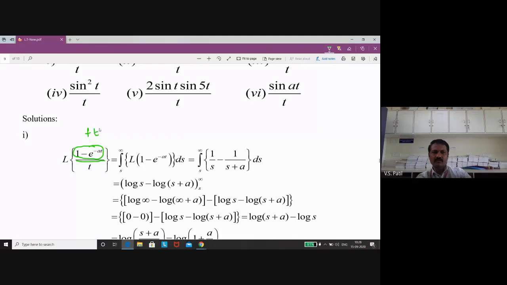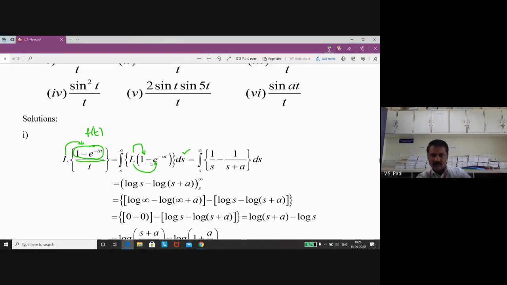All of you agree to this? This is your f of t. So, first by using the third property, what can you write? Divided by t means integration s to infinity. First that you have to write. Then next is the Laplace transform of whatever your f of t is. That is Laplace transform of 1 minus e to the power minus at with respect to s. Now operate this Laplace operator on this. So Laplace transform of 1 is what? 1 by s.